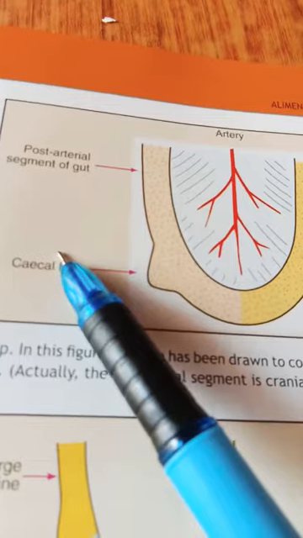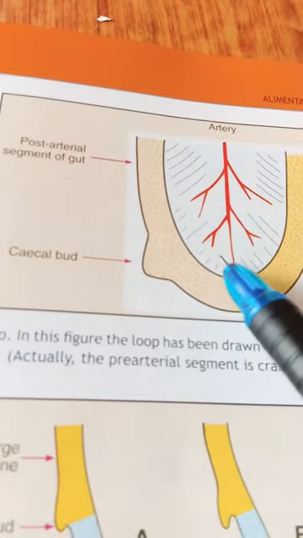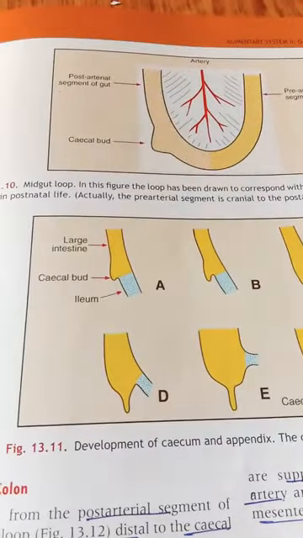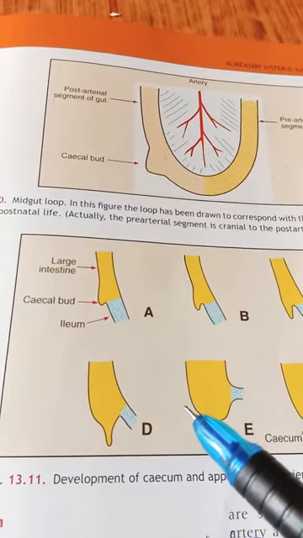it is proximal to the cecal bud. So this is the cecal bud. Proximal to it, our terminal part of the ileum forms. And next, coming to the cecum and appendix. The cecum and appendix, the cecal bud, is from the post-arterial segment of the midgut loop.